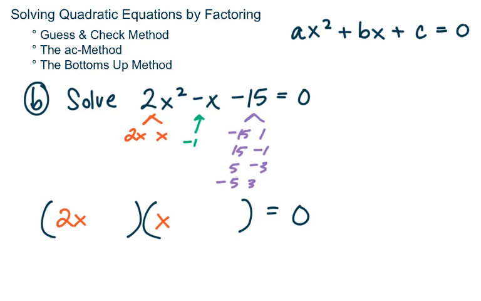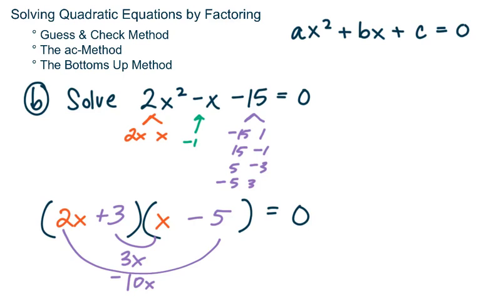So what I might do is I come over here and go, well, here's -5 and there's positive 3. So we'll look at that. That gives me 3x, and here that gives me -10x. And I ask you, if I add these two numbers together, will they give me -1? And the answer is no.